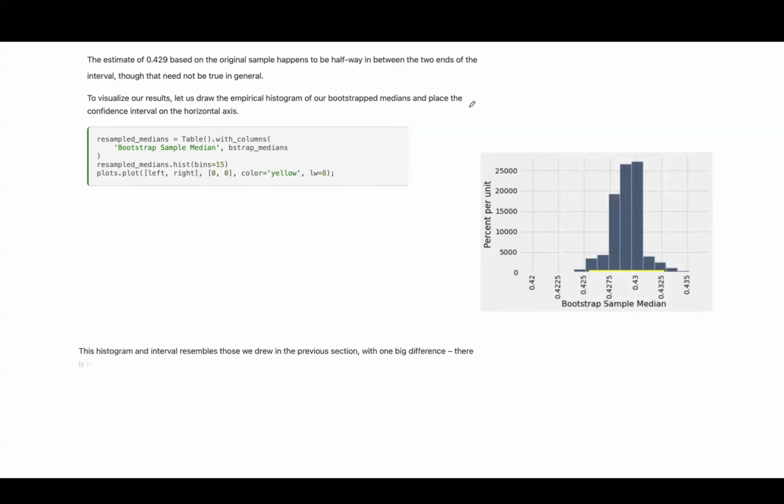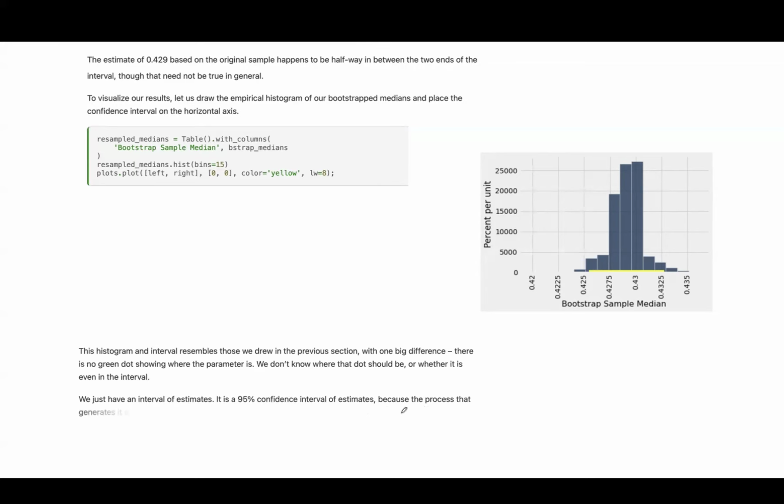This histogram and interval is similar to those we drew in the previous section. The big difference here is there is no green dot showing where the parameter is. We don't know where that dot should be or whether it's even in the interval, right? We just have an interval of estimate. It is a 95% confidence interval of estimate because the process that generates it produces a good interval around 95% of the time.